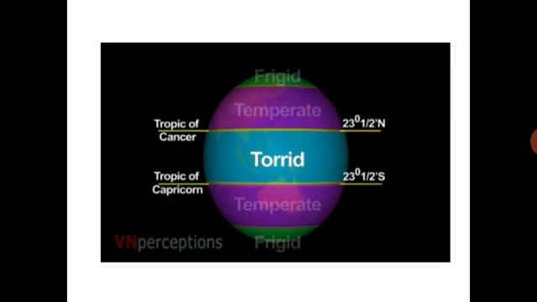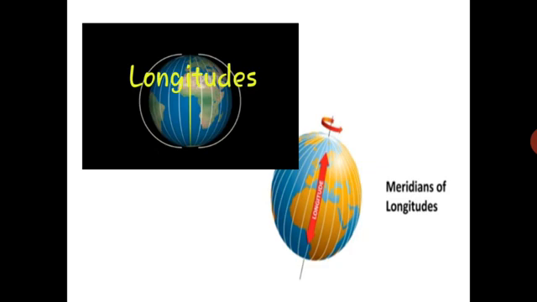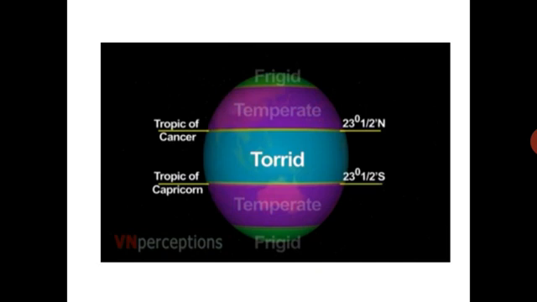Next we are going to see the latitude lines. First, what are latitude lines? They run from east to west, isn't it? They are known as horizontal lines. Those lines are known as latitudes or parallel lines.